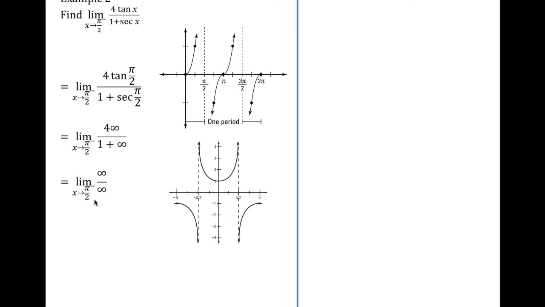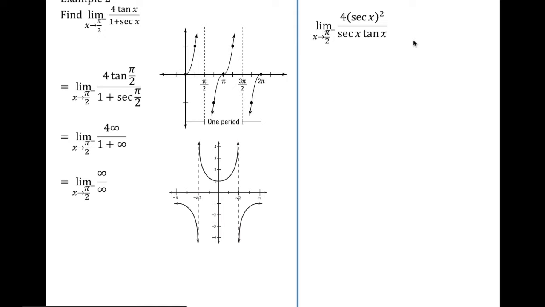But with L'Hopital's rule and a little bit of pre-calc, this becomes a really easy limit to evaluate. So first, take the derivative of the top. So you'd have 4 times the derivative of tangent, which is secant squared. The derivative of 1 is 0. The derivative of secant is secant tangent.